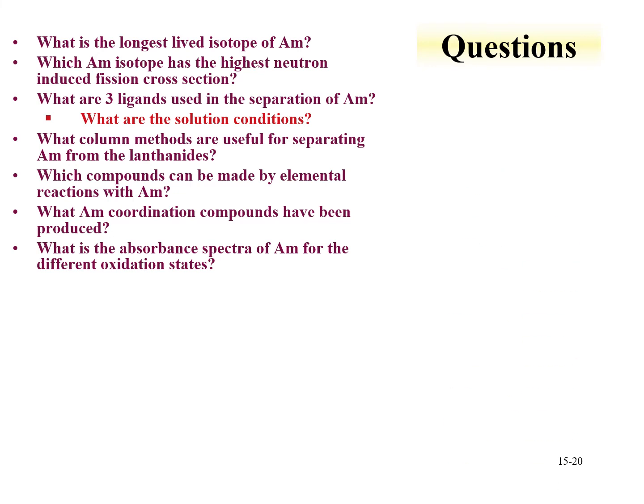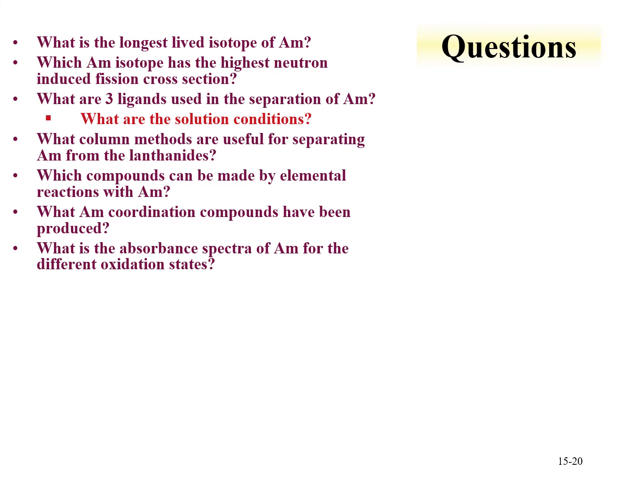What three ligands are used in separation of Americium? Well, the very similar ligands that are used for other actinide separations: tributyl phosphate, amines, CMPO, HDEHP. What are the solution conditions? These solution conditions can vary, but generally they're acidic aqueous phases with the ligand dissolved in an organic phase. What column methods are useful for separating the americium from the lanthanides? Well, lithium with ion exchange achieves separation from the lanthanides for the americium isotopes.